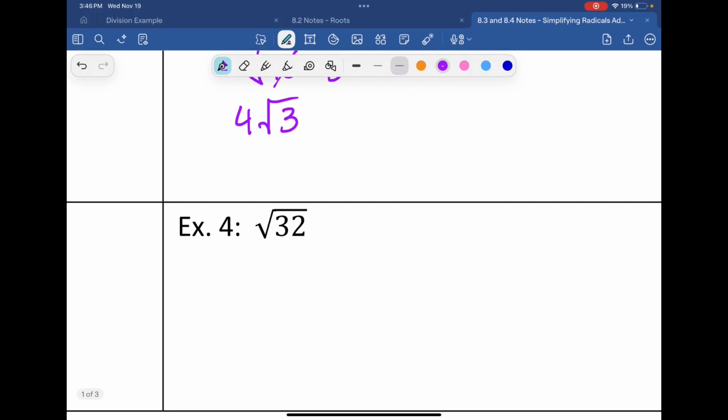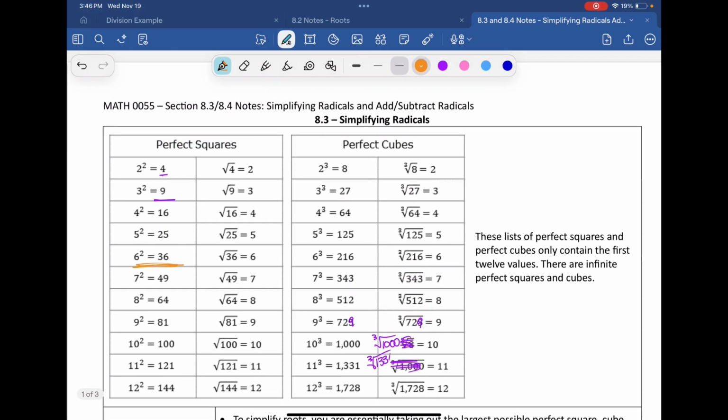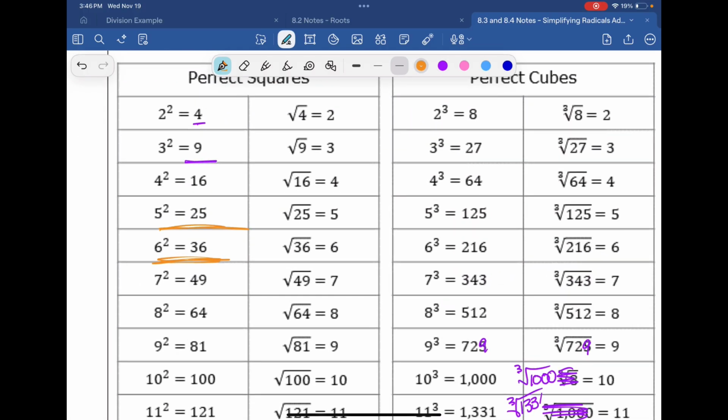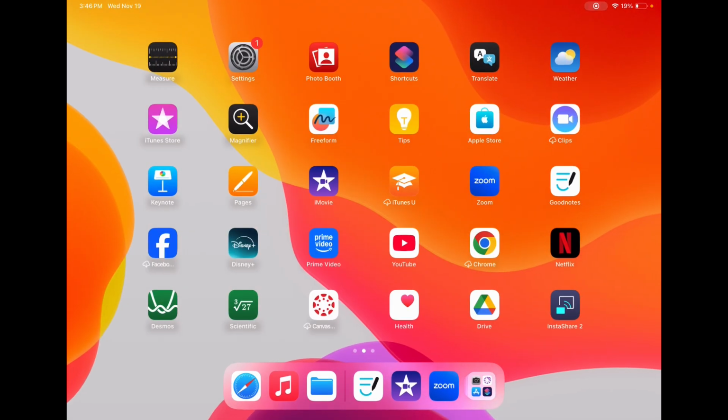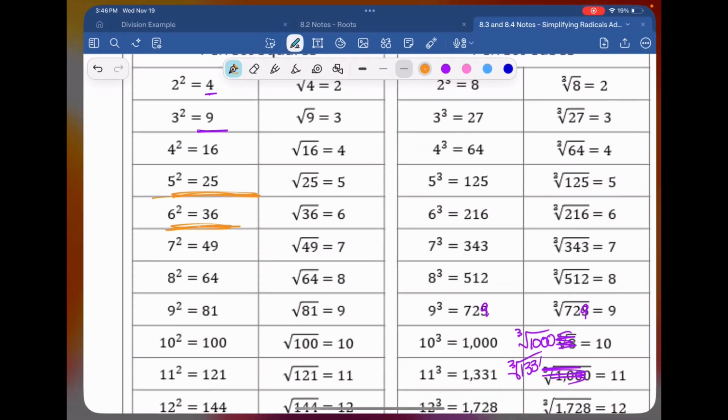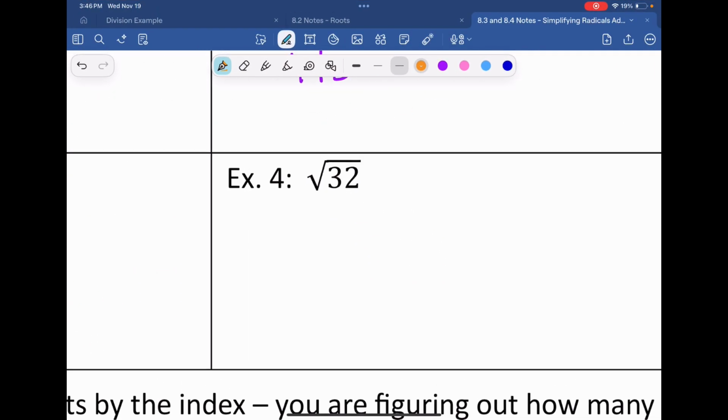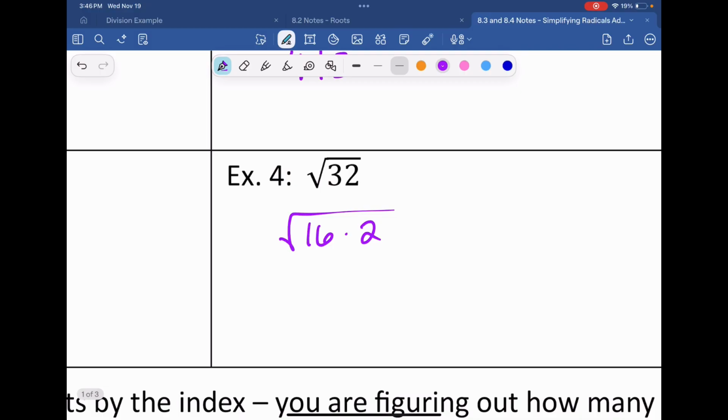Okay, and our last one, 32. 32 falls in here. So I want to divide 32 by 25. That's not whole. 32 by 16, that one is. 32 divided by 16 is 2. Square root of 16 is 4. And you leave the 2 underneath.